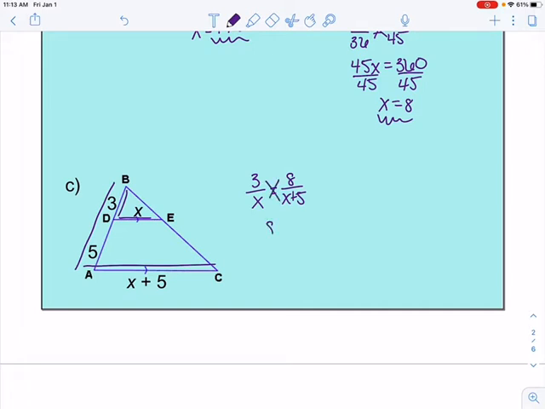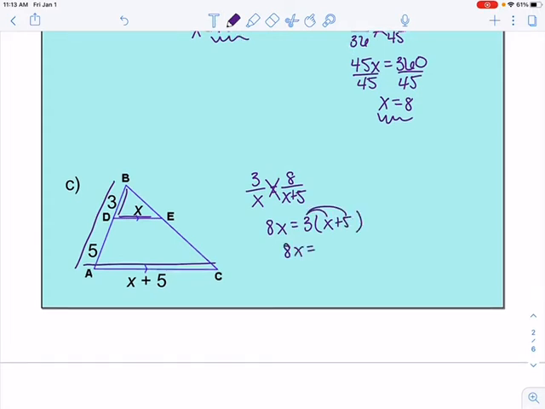So I'll have 8x equals 3 times x plus 5. Distribute that 3 through those parentheses. 3 times x is 3x, and 3 times 5 is 15. Subtract 3x from both sides, and I'm going to have 5x equals 15. Divide both sides by 5, and x is going to equal 3.